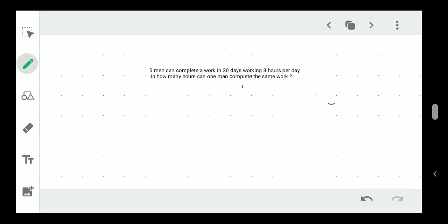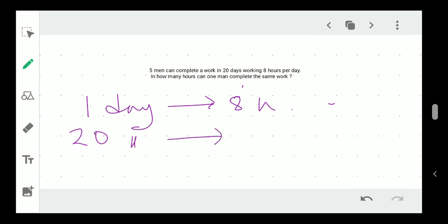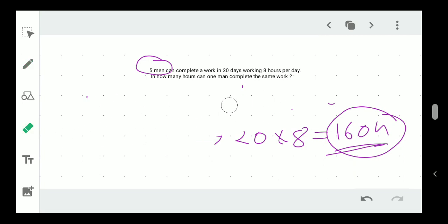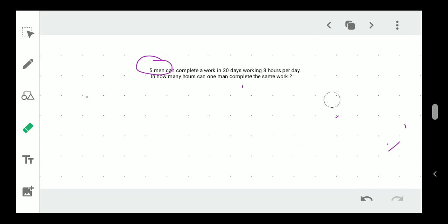let us do it nicely. In 1 day he was working 8 hours. So in 20 days he will be working 20 into 8, that is 160 hours. So that means in total he has worked 160 hours. So 5 men have taken 160 hours to complete the work. So now I will write the sentence like this.